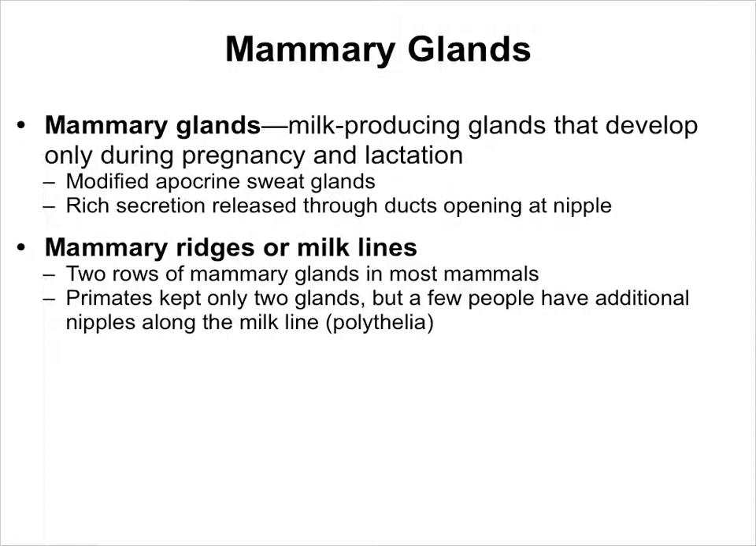You have, in most mammals, 2 rows of mammary glands going down the left and right portion of the thorax. In primates, we only have 2 glands, a left and a right one typically. But there are a few people who have additional nipples down that line that have kind of reactivated, and this is called polythelia.